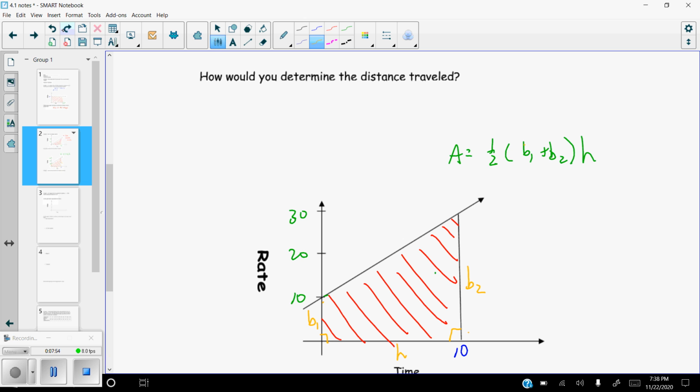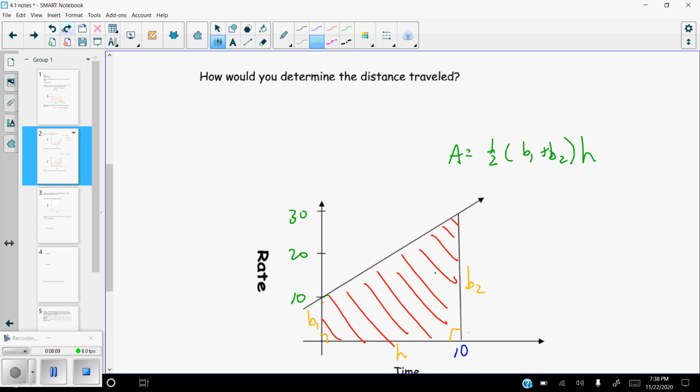So if you know how to find the area of a triangle, which most of us know, 1/2 base times height, you know how to find the area of a trapezoid. It's just a second base added in. So there you go. There's your little way to try and remember how to find the area of a trapezoid.